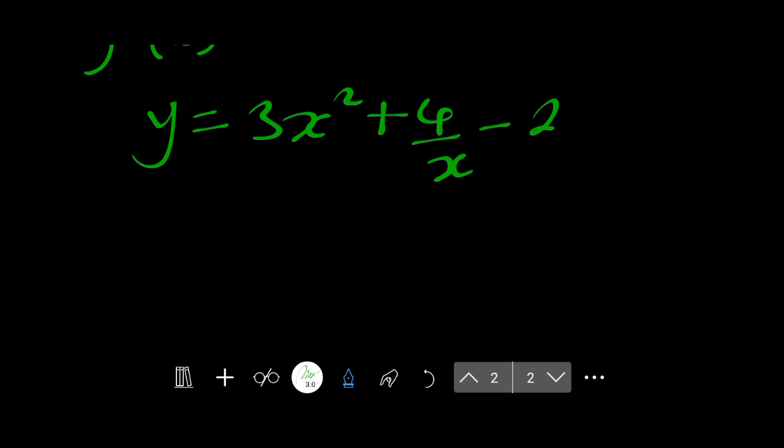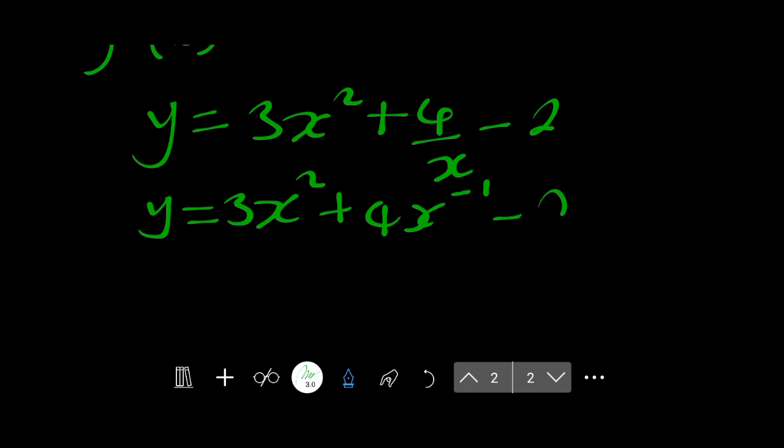Now, this one, first we write this one, which is y is equal to 3x squared plus 4x plus, this would be 4x to the power negative 1 minus 2. Okay, so when you follow the indices, this becomes 4x to the power negative 1.